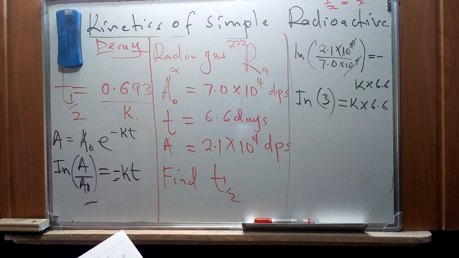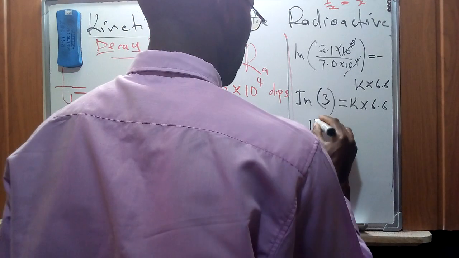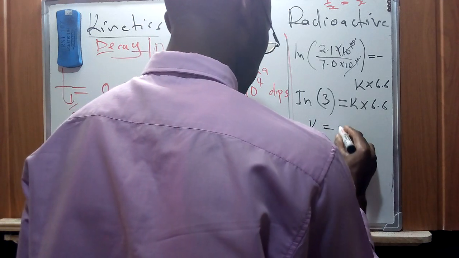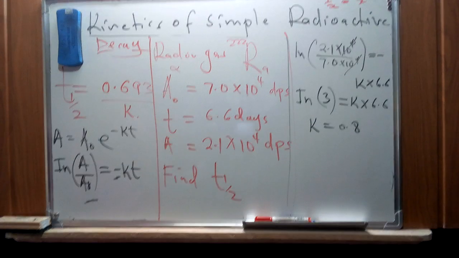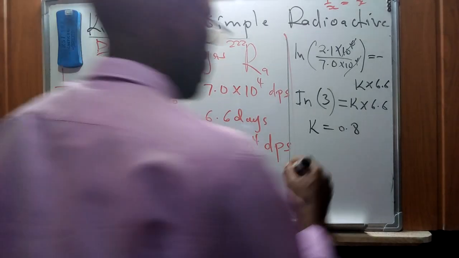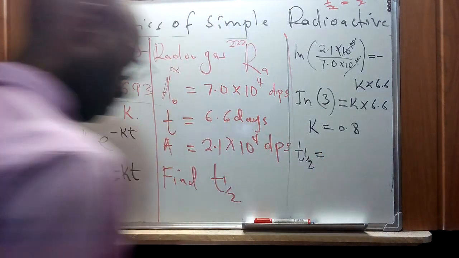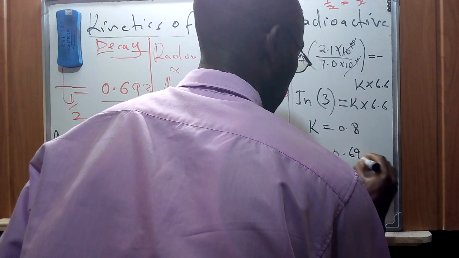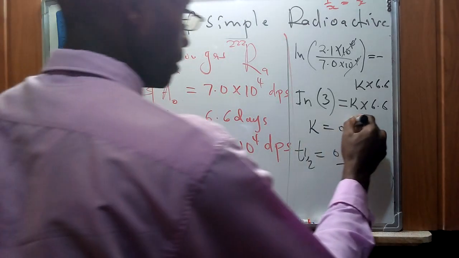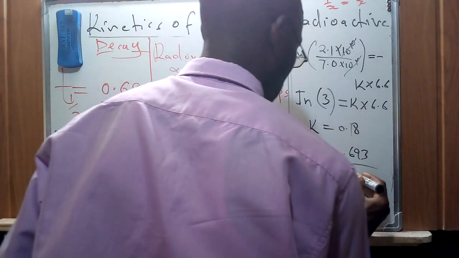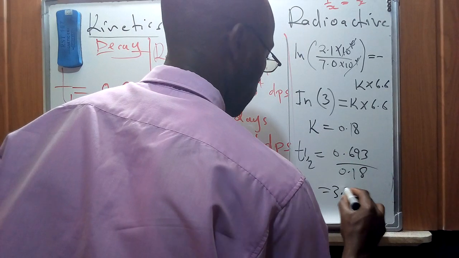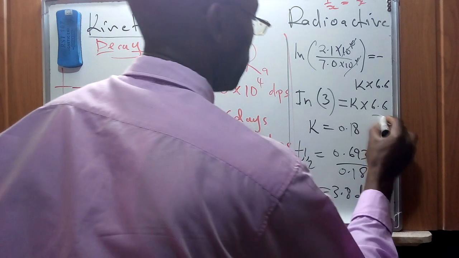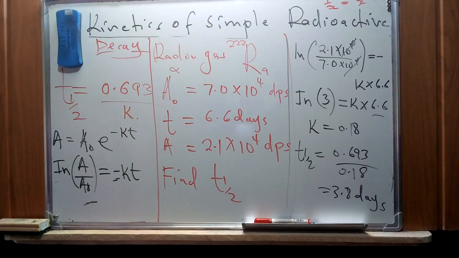In this case, we first find the constant, so k is going to be 0.18. Given that t half equals 0.693 divided by k, this is 0.693 divided by 0.18, and therefore the half-life is going to be 3.8. We used days, so it's going to be 3.8 days.